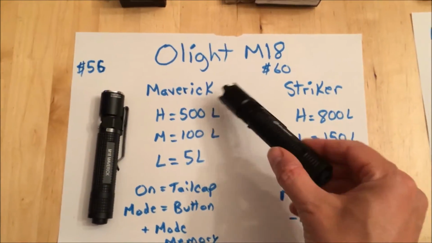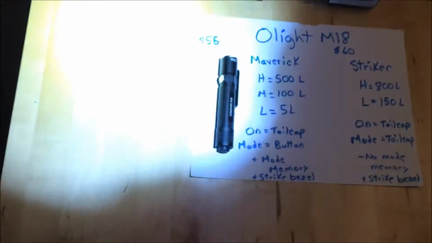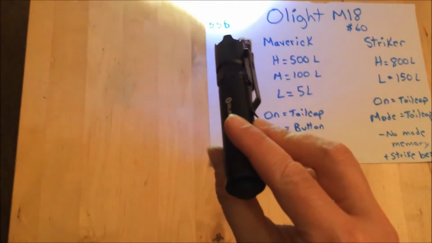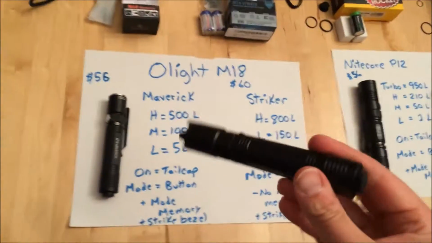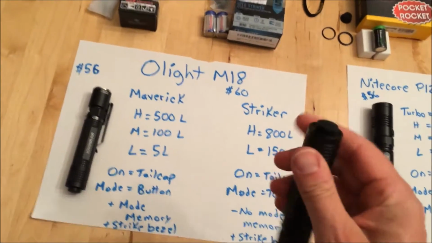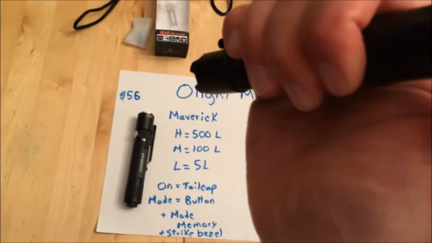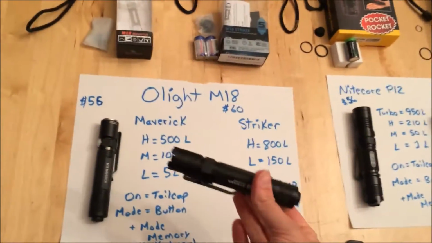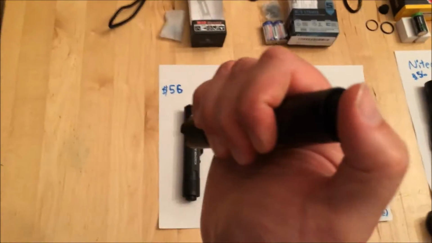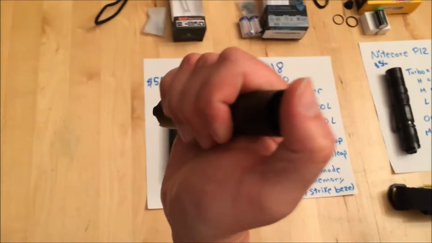The Striker's a little bit different. You do turn it on the same way in the back, but to change modes, you use the half click method. So it always starts out in high. If I want to go to low, I do two half clicks. Bang, bang. Did that work? Let me try it again. Okay, so that's the low mode.